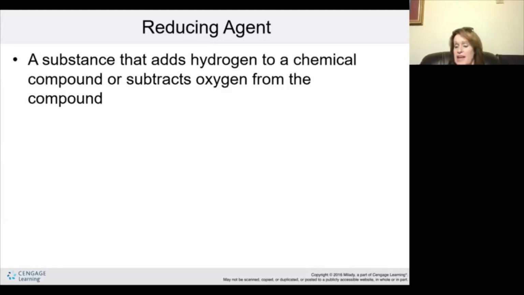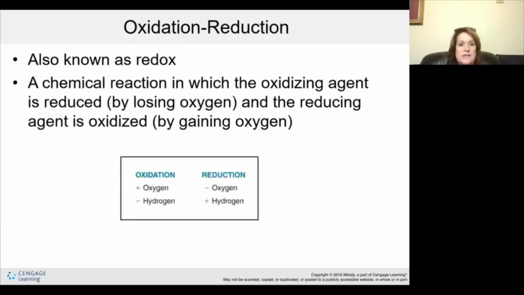A reducing agent is a substance that adds hydrogen to a chemical compound, or subtracts oxygen from the compound. So I want to go back here to read this slide one more time. A chemical reaction in which oxidation and reduction takes place at the same time.